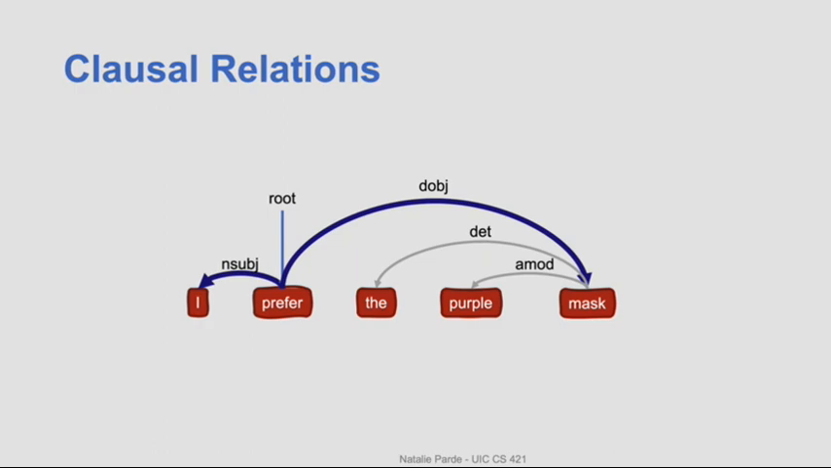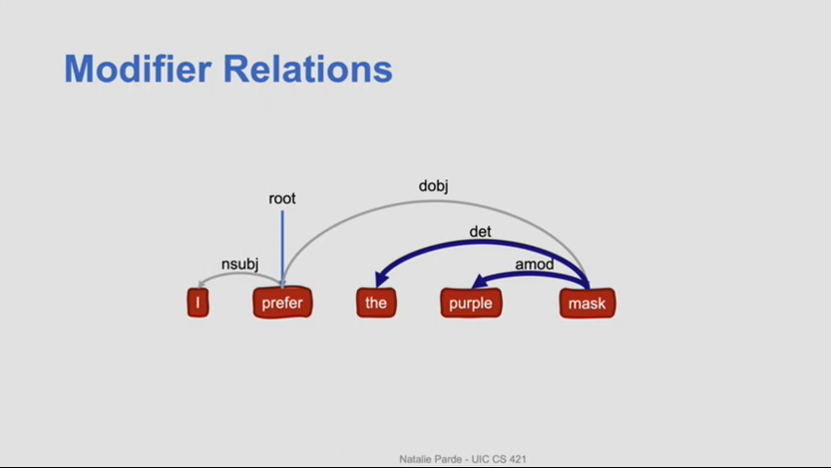You can see some examples of clausal relations here, with the nominal subject I for the headword prefer, and the direct object mask for the headword prefer. The arrows point from the head to the dependent. You can see some examples of modifier relations here, again with the arrows pointing from the head to the dependent. So for example, we have the determiner the, modifying the headword mask, and the adjective purple also modifying the word mask.